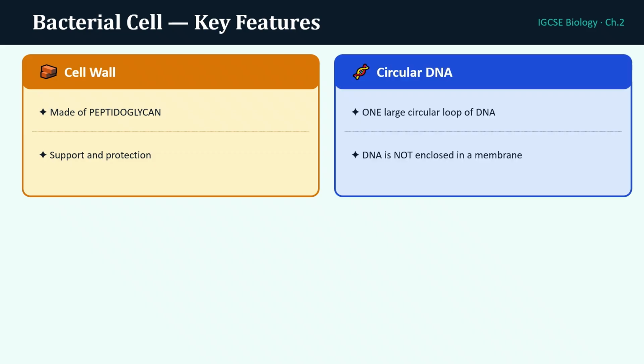Feature number 2 is circular DNA. This is the defining feature of bacteria. They have one large loop of DNA, circular in shape, and it is floating freely in the cytoplasm. There is no nucleus, no membrane enclosing the DNA. It is just there in the cytoplasm, and this is what makes bacteria fundamentally different from animal and plant cells.